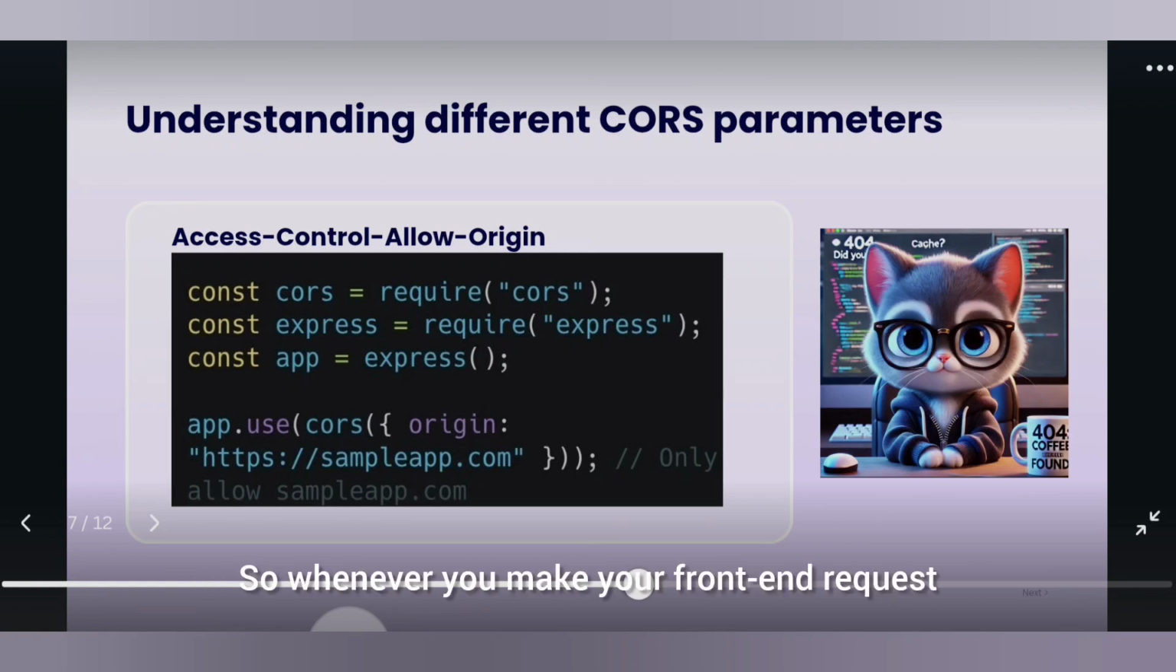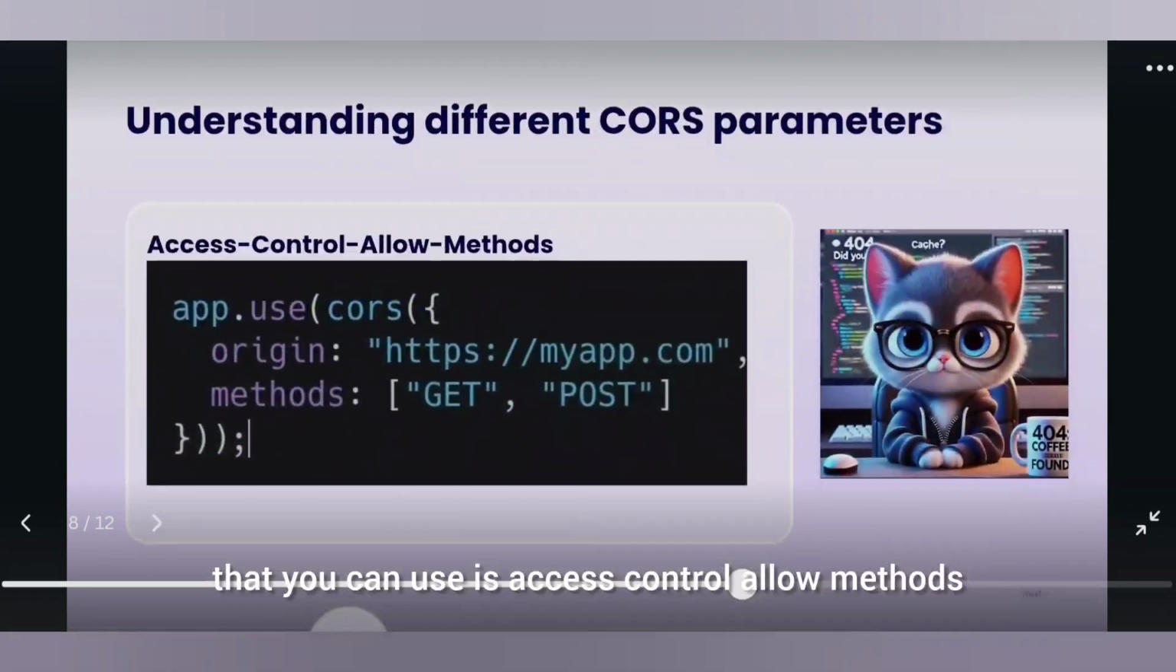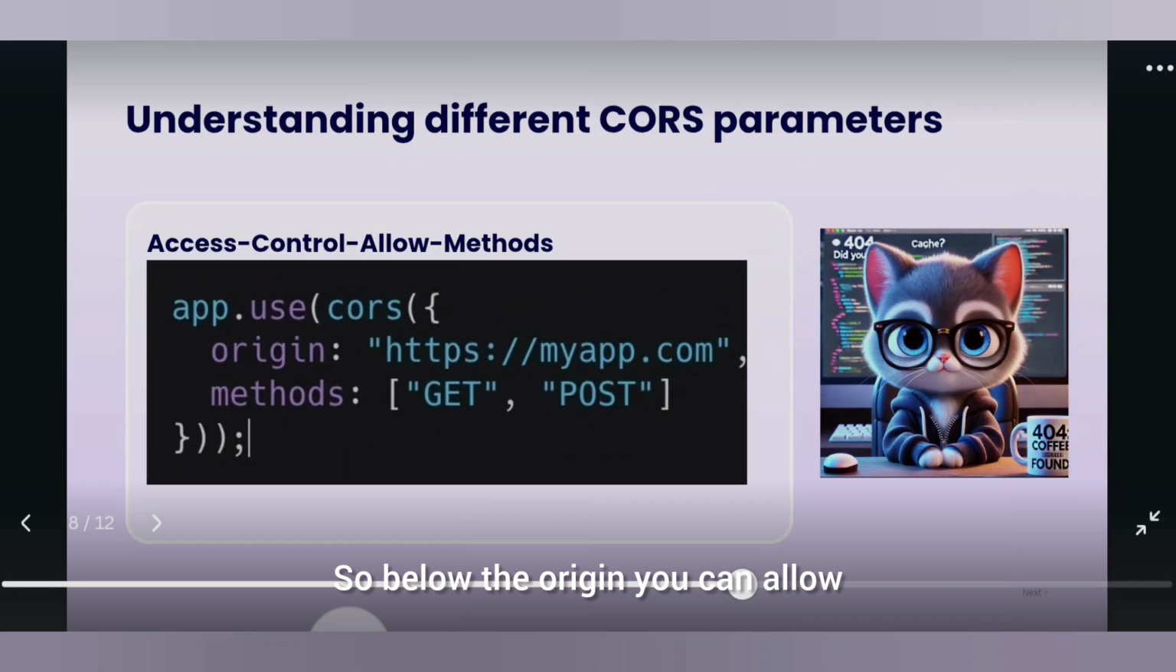So when you make your front-end request from your browser from sampleapp.com to the backend server, this cross-origin request will be allowed. The second parameter that you can use is Access-Control-Allow-Methods. Below the origin, you can set the methods which are accessible from a cross-origin request.